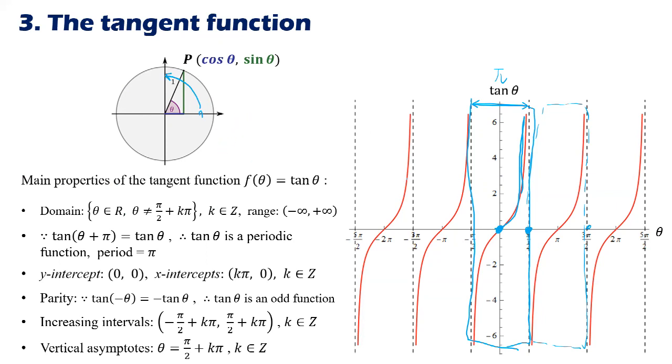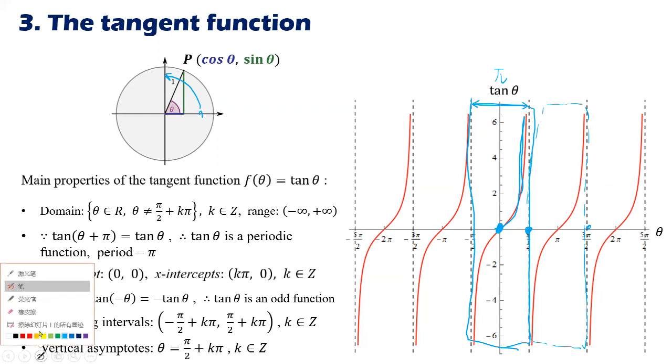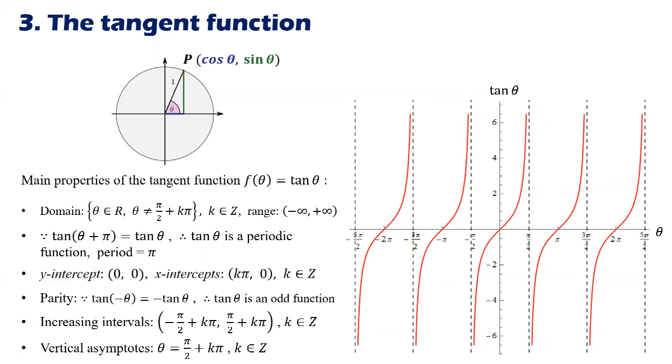When theta is 0, tangent theta is 0, right? As theta increases to half pi, tangent theta also increases from 0 to positive infinity, right? So note here there are vertical asymptotes for tangent theta. Tangent theta cannot be defined at this point, right? At this point, tangent theta is just not defined.